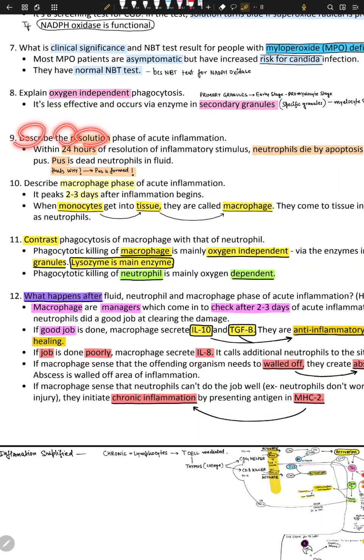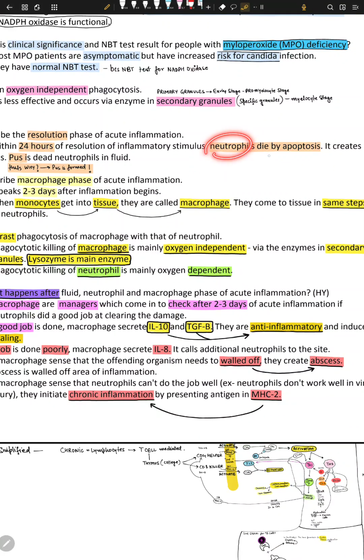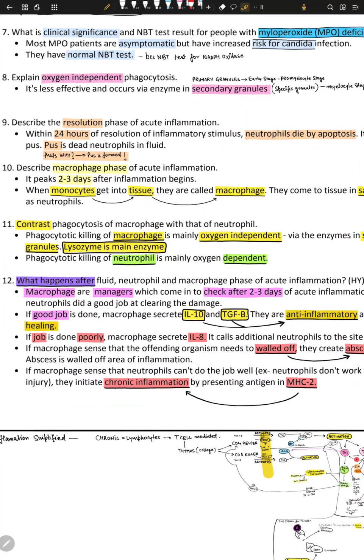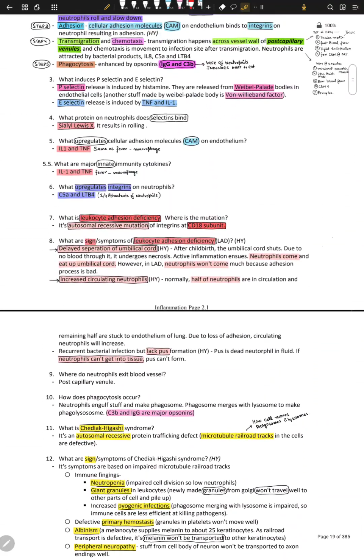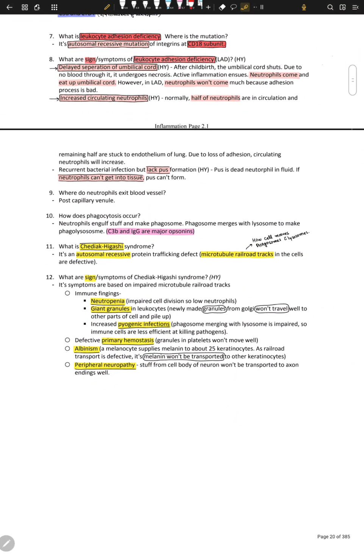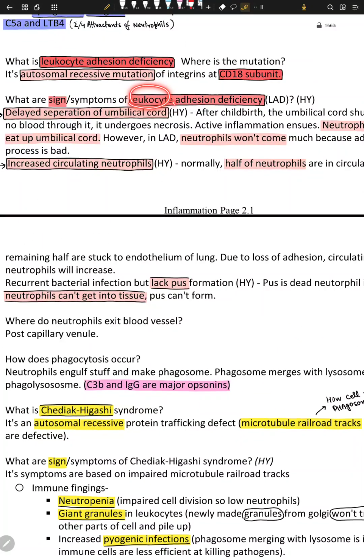Describe the resolution phase of acute inflammation. Resolution means getting back to normal, right? Within 24 hours of resolution of the inflammatory stimulus, the neutrophil dies by apoptosis. It creates something called pus. Pus is nothing but dead neutrophils. If you have some problem with adhesion, do you remember this disease where adhesion was not working? It's called LAD, leukocyte adhesion deficiency, in which the leukocytes cannot stick to the wall, right? There is some problem. What is the problem?